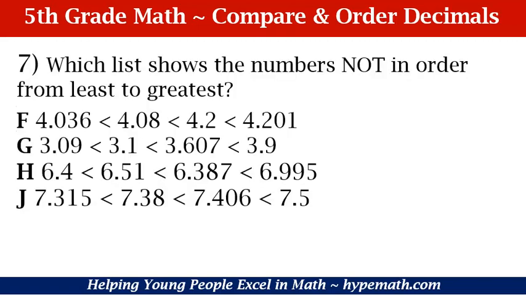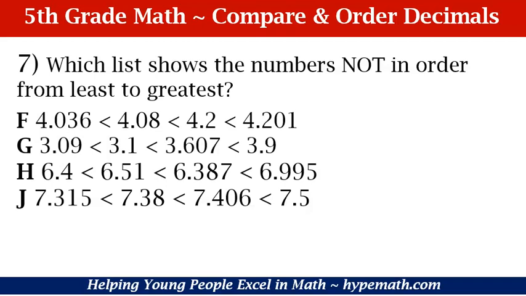Let's jump in and start with number 7. Which list shows the numbers not in order from least to greatest? Again, let's say that. Which list shows the numbers not in order from least to greatest? F, 5.036, 5.08, 5.2, and 5.201. Each number has a less than sign.